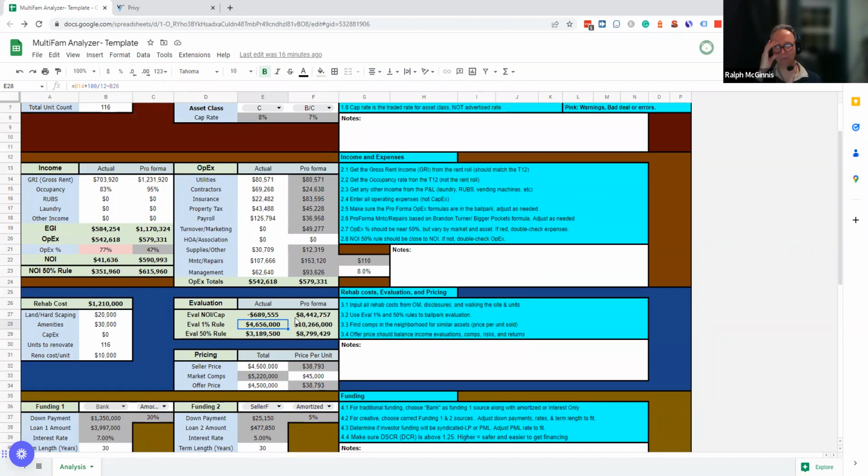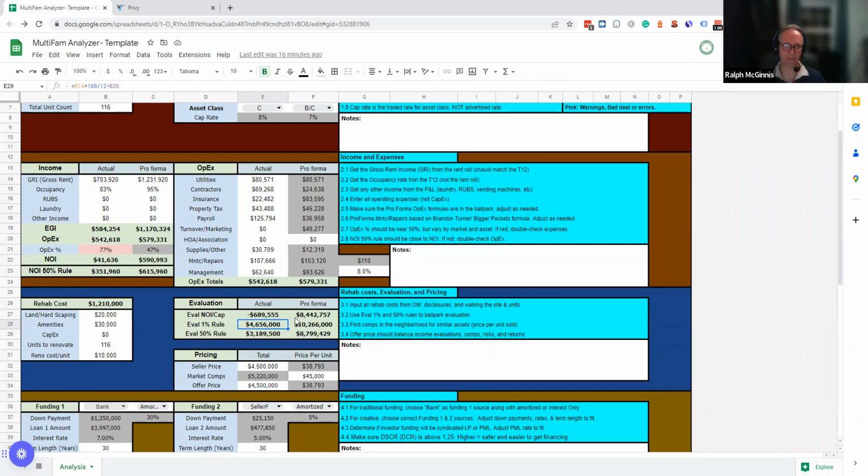Some people will use the 1% rule, and remember, every market is different. Winston-Salem, North Carolina, is a different market than Charlotte, North Carolina. It's a different market than San Francisco, and a different market than Memphis, Tennessee. So you have to know your market. This 1% rule is a general overall guide.